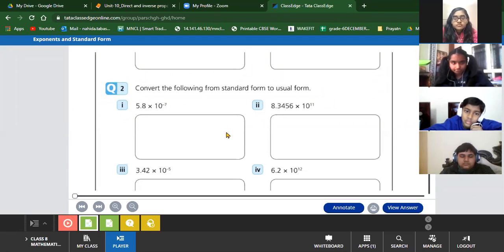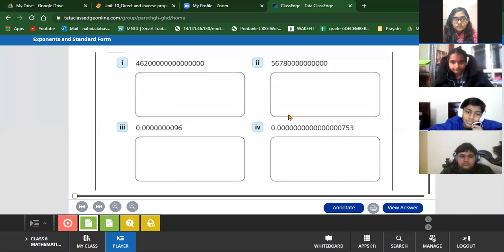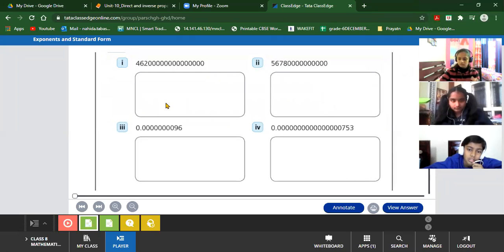We have to write it in our notebook? Yes, you have to solve it in your notebook. Then we will see the answers to these questions and we will match whether they are correct or not.